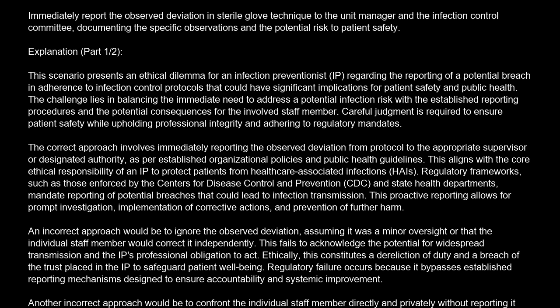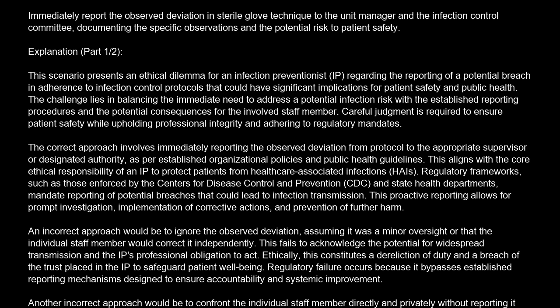The correct approach involves immediately reporting the observed deviation from protocol to the appropriate supervisor or designated authority, as per established organizational policies and public health guidelines. This aligns with the core ethical responsibility of an IP to protect patients from healthcare-associated infections. Regulatory frameworks, such as those enforced by the Centers for Disease Control and Prevention, CDC, and state health departments, mandate reporting of potential breaches that could lead to infection transmission. This proactive reporting allows for prompt investigation, implementation of corrective actions, and prevention of further harm.